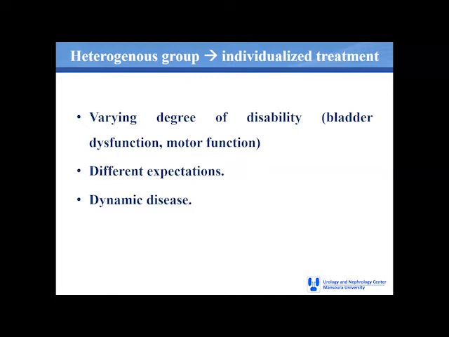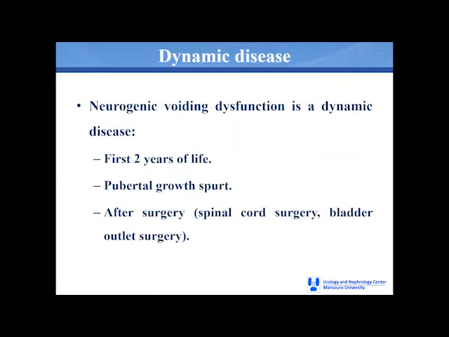spina bifida, and even for a single patient, their disease nature is dynamic. The motor function may change over time, and the pattern of bladder dysfunction can change. And in their lifetime, there are two phases of their life at which they are more likely to have a change of their bladder dysfunction. This is particularly in the first 2 years of life, when they are growing at a fast pace, and again, at around the time of puberty, because in these phases of their life, the spine grows rapidly, and because of that, the spinal cord may become trapped in the scar tissue caused by the first surgery, and this may lead to cord tethering and deterioration of the bladder and motor function.